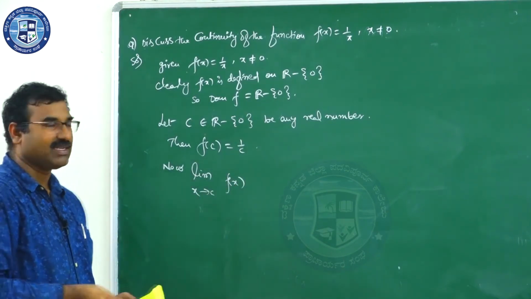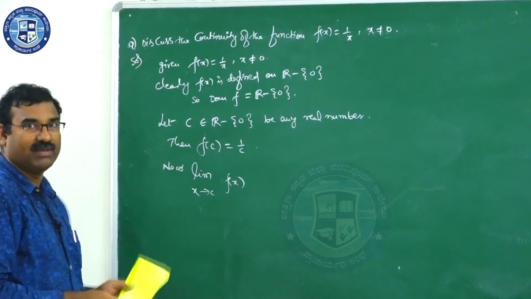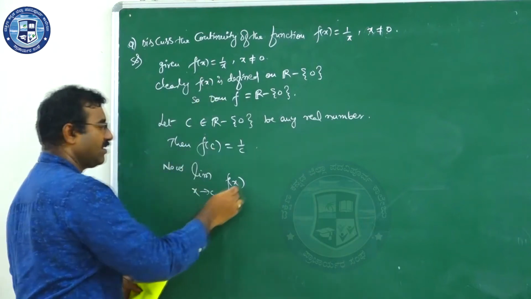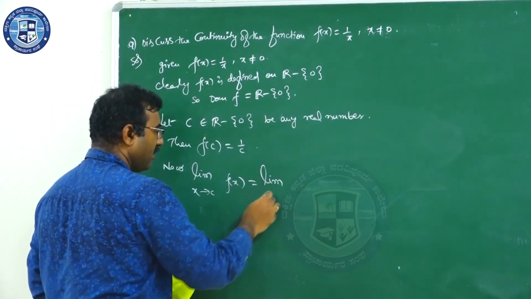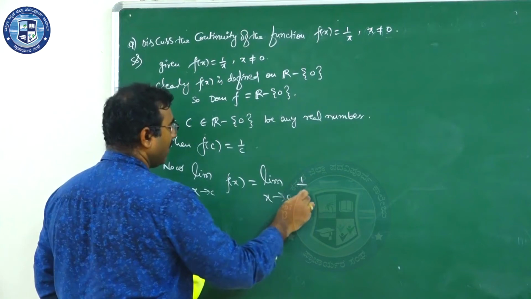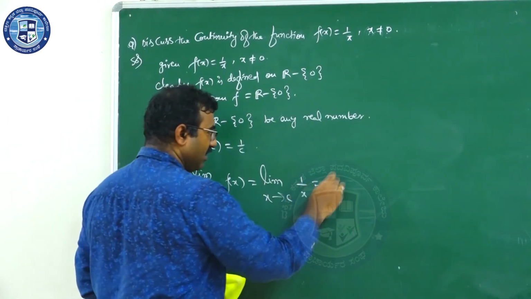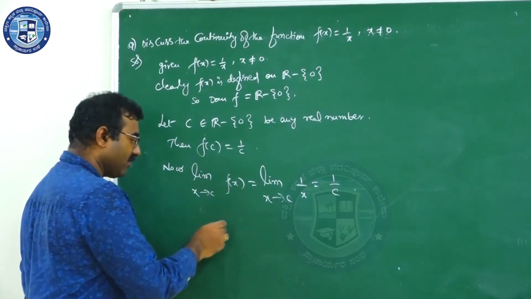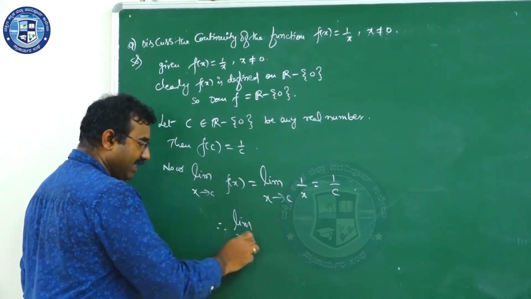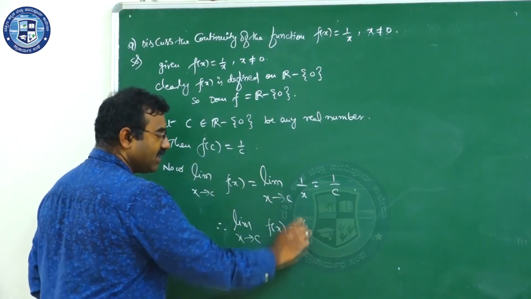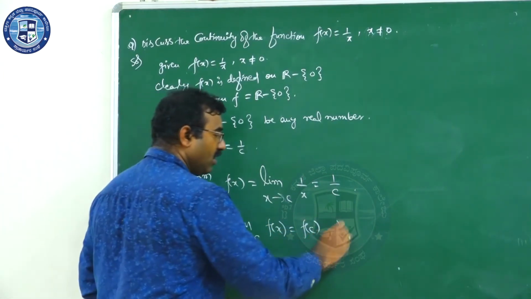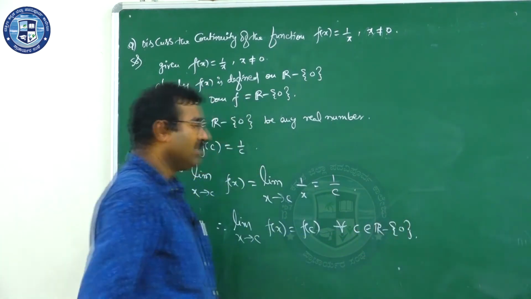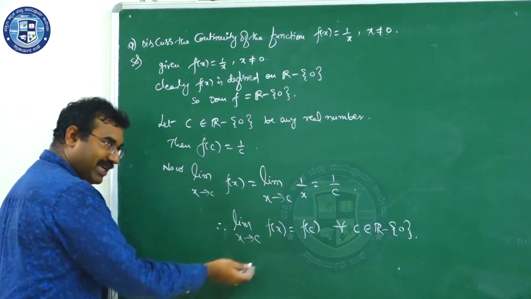We don't need to work out the left hand and right hand limits here because the function is not changing. It's all the time the same. It's a single function only. That means it's not split. It's 1/x. So limit x tends to c of 1/x. So what are you getting? You are getting 1/c. That means the limiting value is the same as the functional value. Therefore, limit x tends to c, f(x) is equal to f(c) for all c belonging to R minus singleton 0. So what do we conclude now?